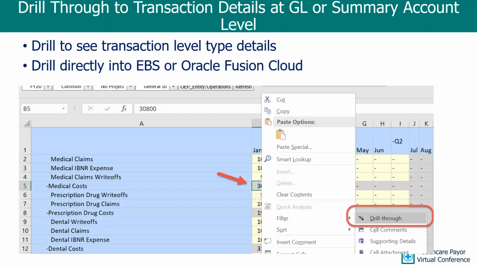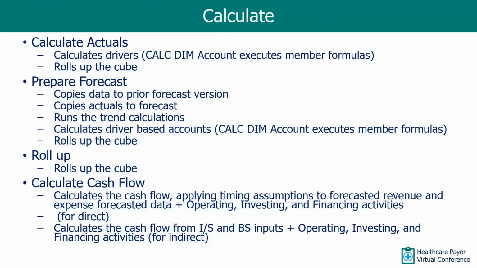One other thing to note with data management, you do have drill through capability or drill back. So you can drill back to see transaction level details or whatever volume of detail was loaded into the application. And there is support to drill directly back into EBS or the Fusion Cloud from APM. So if you're wanting to understand where an actual cost came from, you have the ability to go back and see that information and jump into the system.